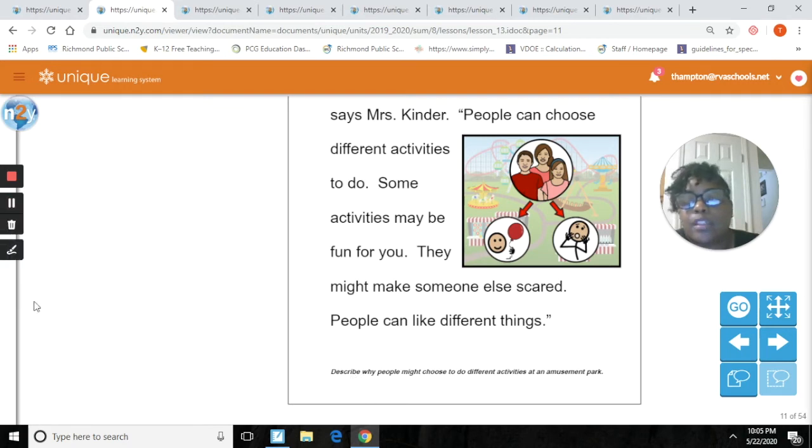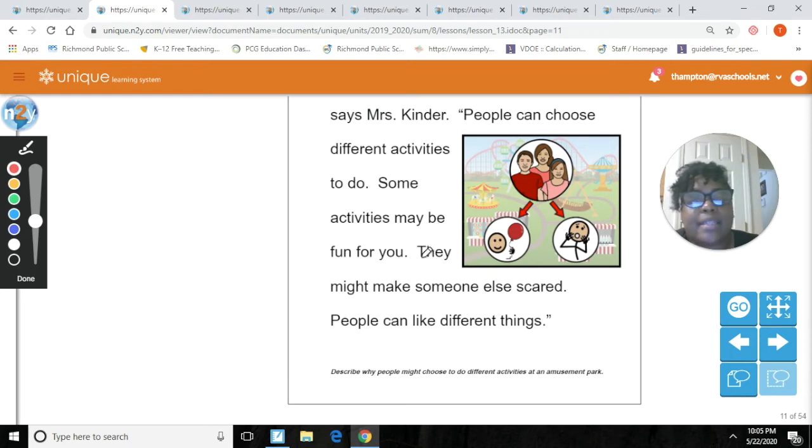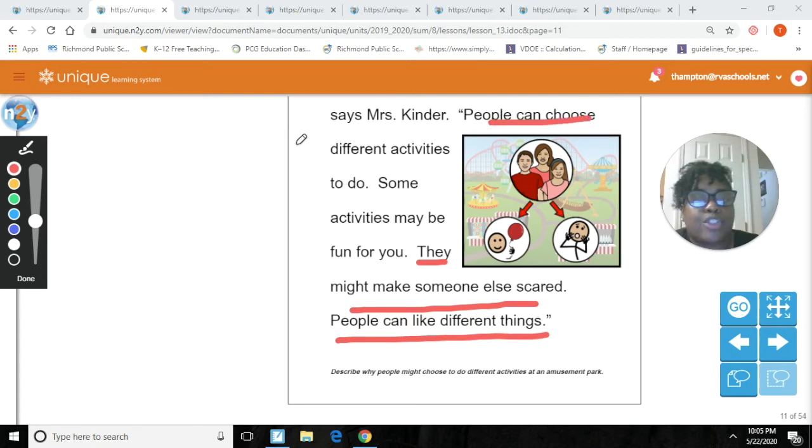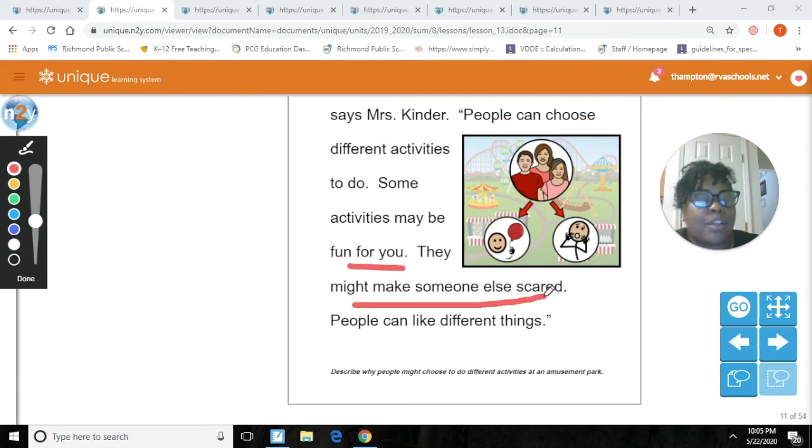Okay? So if we can see right here, it says they might make someone else scared. People like different things. So people can choose different activities to do. Some might be fun for you, and some might make some other people scared. Okay? So you see that? So that's the answer right there to those questions, okay? To that statement at the bottom there.